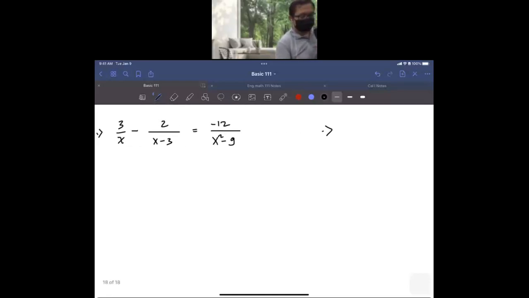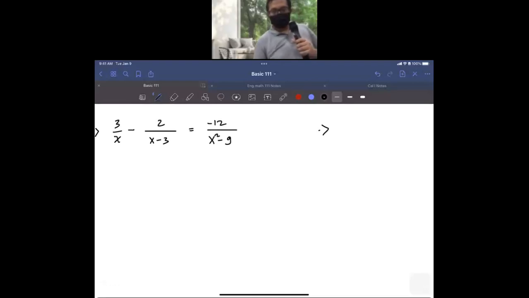This is the first one. The second one, let me write here a little bit, right? Second one is if we have a radical. So let's say 2x.